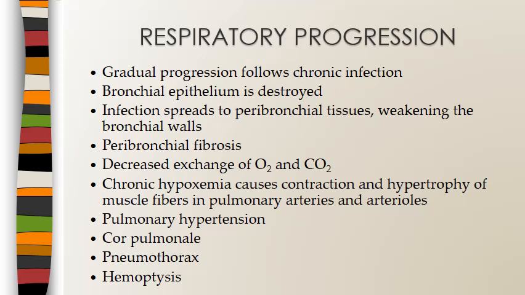What happens is the bronchial epithelium is destroyed, and infection spreads to the peribronchial tissues, weakening the bronchial walls and developing peribronchial fibrosis. You'll see a decrease in the exchange of both oxygen and carbon dioxide in these children, and their chronic hypoxemia, their chronic decrease in oxygenation, causes contraction and hypertrophy of the muscle fibers of the pulmonary arteries and arterioles, causing pulmonary hypertension, cor pulmonale, because of the destruction of the air tissues. You may see a pneumothorax, and you can also see hemoptysis in these children.